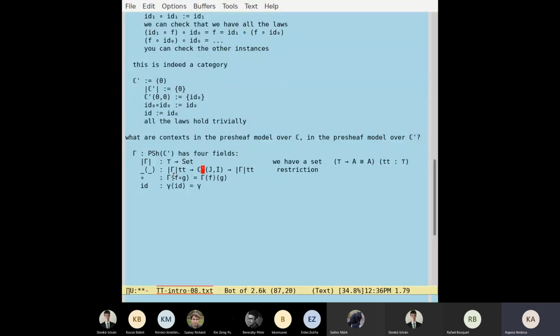I can go from gamma TT to gamma TT if I go from TT to TT, but I only have one single thing to put here, right? Because I only have one morphism. So the restriction can only be done using the identity morphism, right? So the only thing I can put here is the identity morphism. But I have this law here, which says that if I restrict by the identity morphism, then it is the identity, right? So by this law, restriction is trivial, okay?